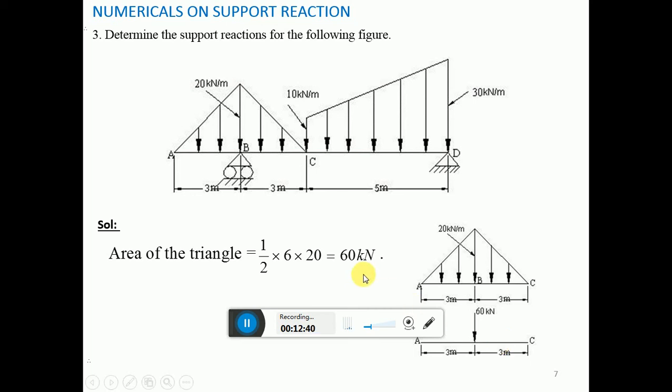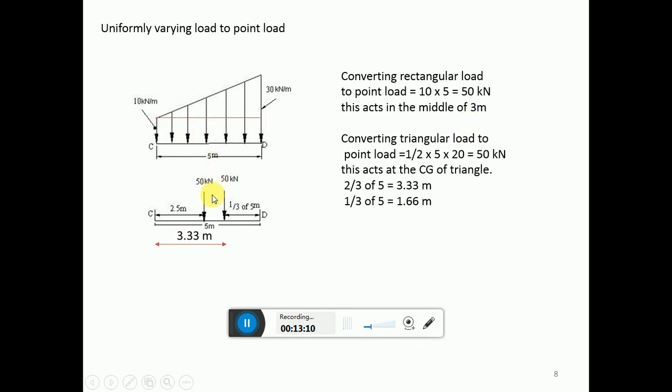Next, coming to the trapezoidal load, you split this trapezoidal load into a rectangular load and a triangular load. Find out the point load, the same as in the previous case. For the rectangular load it is 10 into 5, 50 kilonewton, acting at 2.5 meter. For the triangular load it will be found likewise.